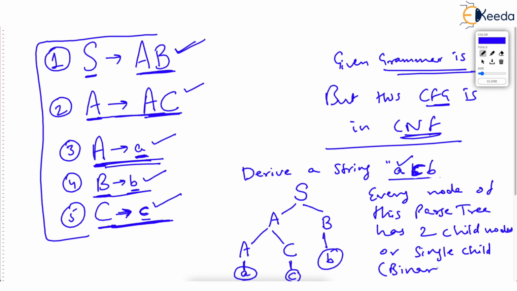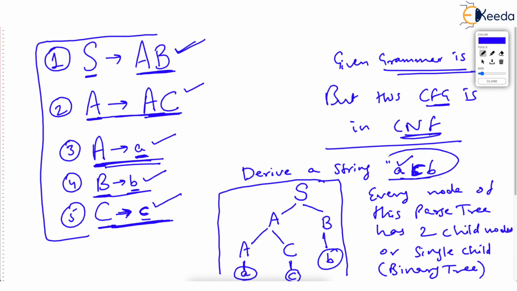Observe, it's a binary tree. The parse tree that you will get in the derivation of a string, when you derive a string using CNF, will always have maximum two children and minimum one. And binary trees are very easy to handle when compared to multi-way trees.